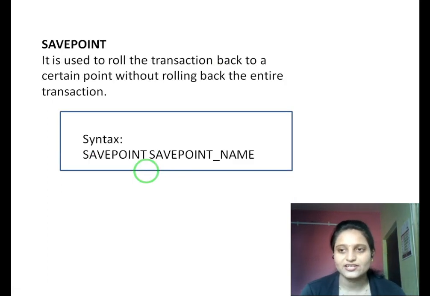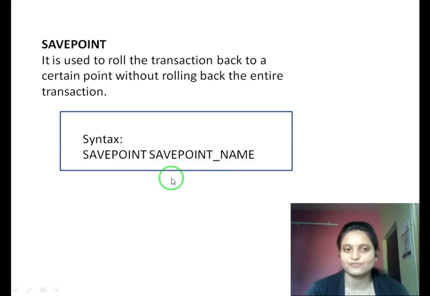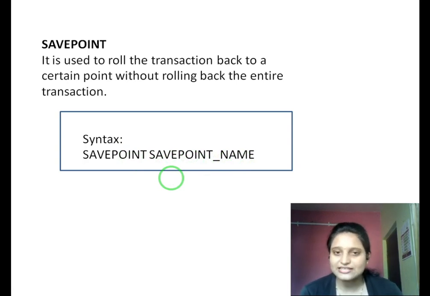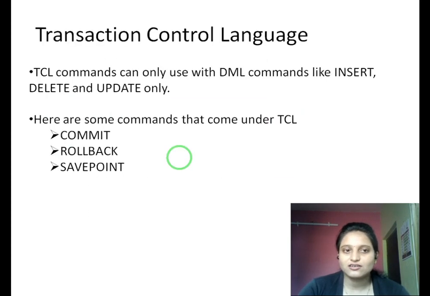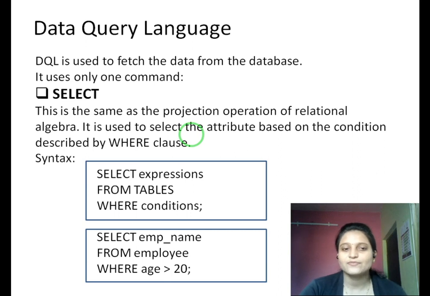Then save point. Dear student, save point is used to roll all the transactions back to a specific point. So save point and the save point name, this is the syntax for the save point operation. It is used to roll the transaction back to a certain point without rolling back the entire transaction. So these are the three transaction control commands, very useful in a database management system.